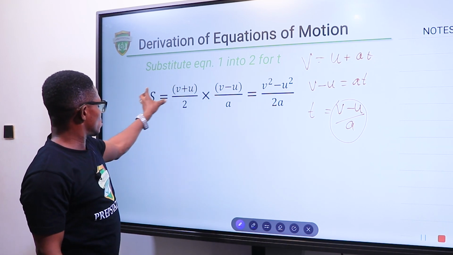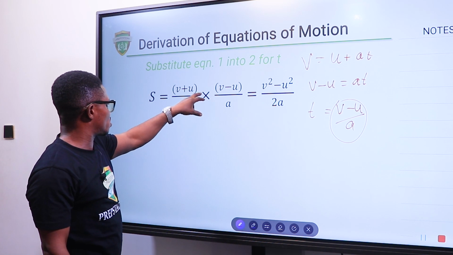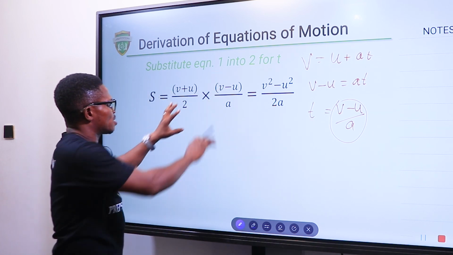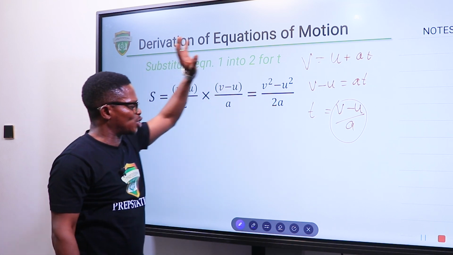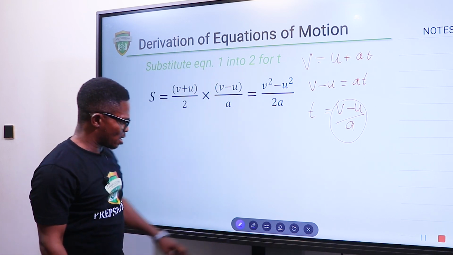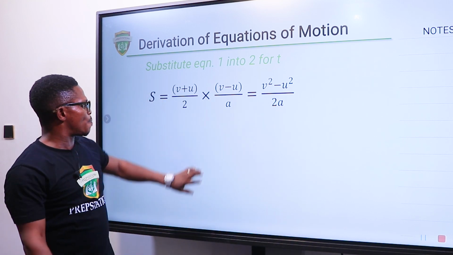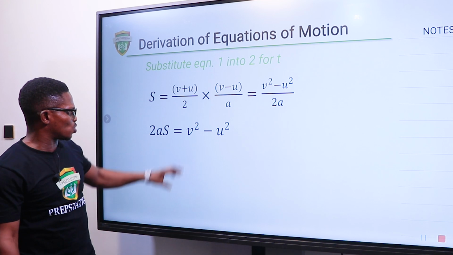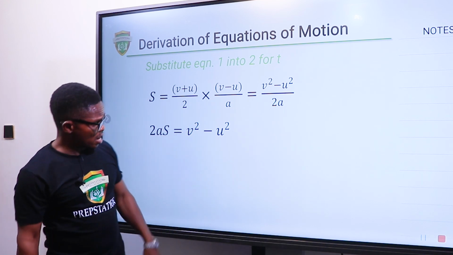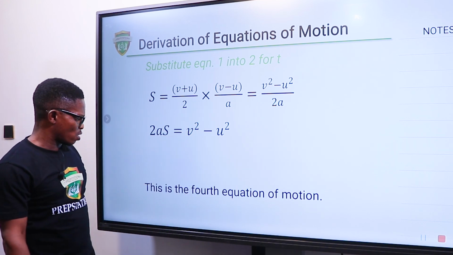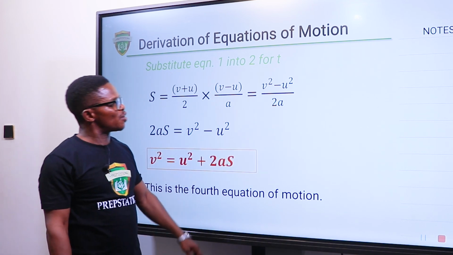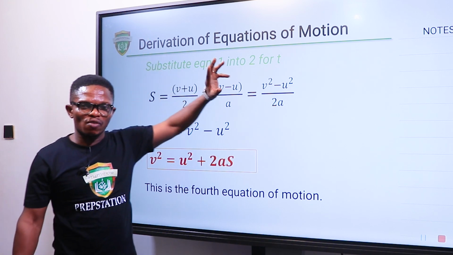Look at it. This is the original equation. In the place of T that was outside, replace it with what? V minus U over A. By the time you play with this using the method of expansion, which is one of the topics in mathematics, what will happen? It will be simplified further to give you 2AS equals V squared minus U squared. Now, if you make V squared the subject of the formula, voila, you get equation 4. So these are the 4 basic equations of motion.